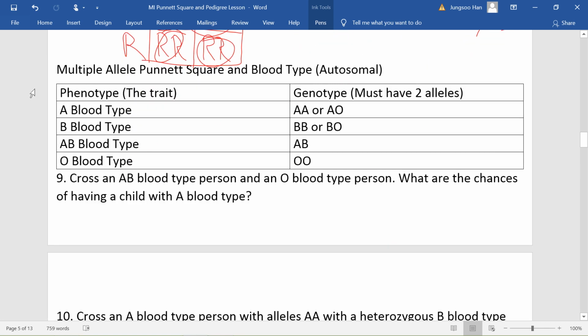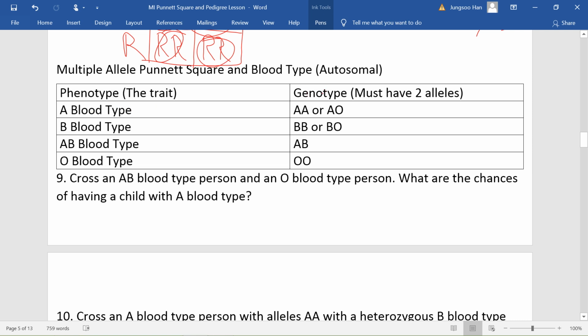Okay, so now we're going to move on to multiple allele Punnett squares. And this particular example is going to be blood type. The thing with blood type is you need to first understand how blood type works. If we say A blood type, what that means is A blood type is a phenotype, meaning you have A blood.